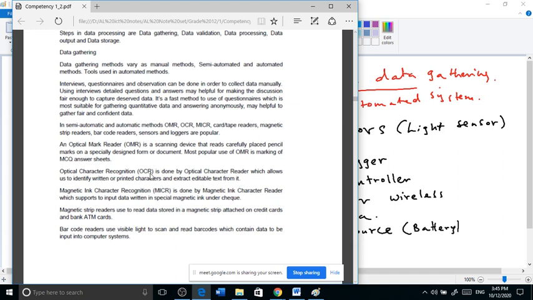Then one part is done by the reader. Then you can do the modification. So that is a semi-automated kind of method that you are using to gather the data.